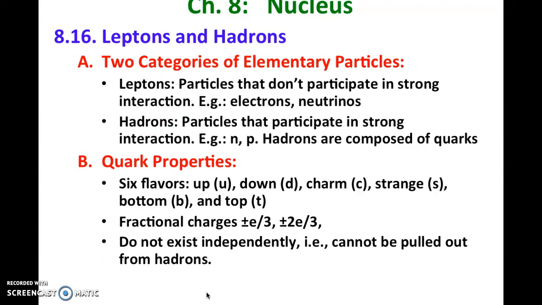All elementary particles can be categorized into 2 types based on their participation of strong interaction or not. Particles that do not participate in the strong interaction are called leptons, such as electrons, neutrinos, and so on. Particles that participate in the strong interaction are called hadrons, such as protons, neutrons, and so on. Hadrons are suggested to be composed of quarks, which have 6 types or flavors, named as up, down, charm, strange, bottom, and top, respectively. Quarks have fractional charge and cannot be pulled out from hadrons. In other words, quarks cannot exist independently.